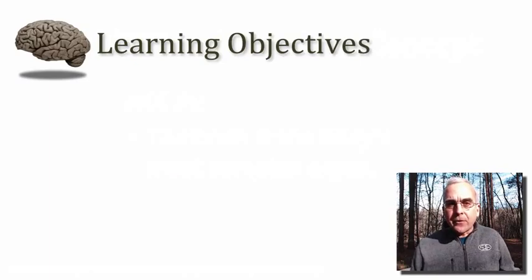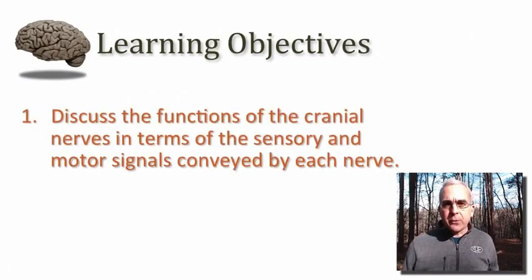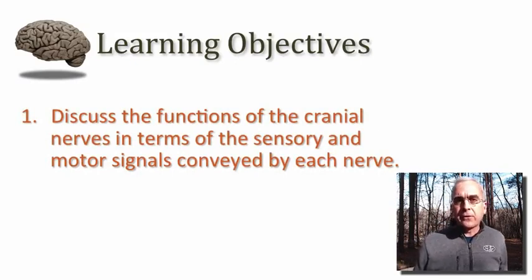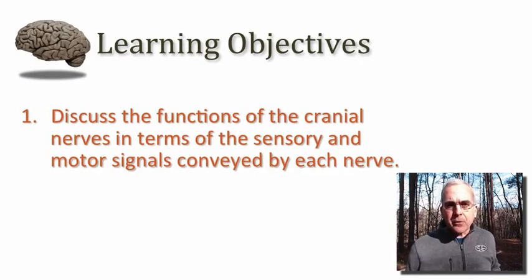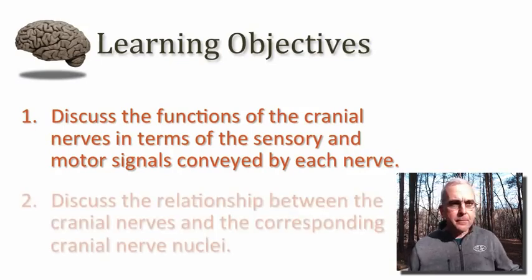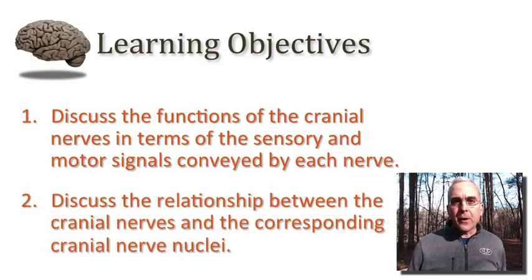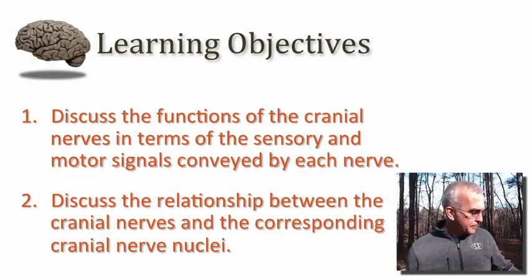My learning objectives for you today are, first, that you would discuss the functions of the cranial nerves in terms of the sensory and motor signals that are conveyed by each nerve. Some of them will convey only sensory signals, some just motor signals, and others both. I also want you to be able to discuss the relationship between the cranial nerves and the corresponding nuclei within the brainstem that either receive signals from those cranial nerves or give rise to axons that grow out and form those nerves.